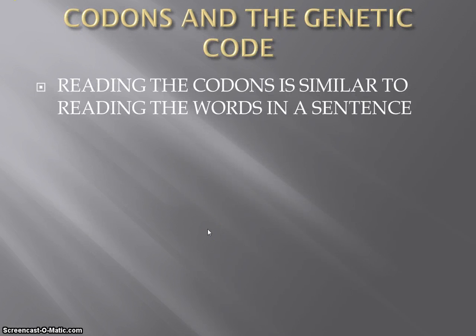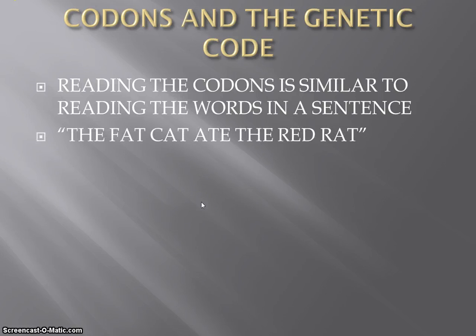But with those codons, if we think of it, we're reading 3 letters at a time. It's just like reading the words in a sentence. If you look at this sentence here, which is stupid and really means nothing, if I read this 3 letters at a time, the fat cat ate the red rat, it makes sense. It's telling you a little story, if you will, about this fat, obese feline that devours an obviously strange red-colored rat.